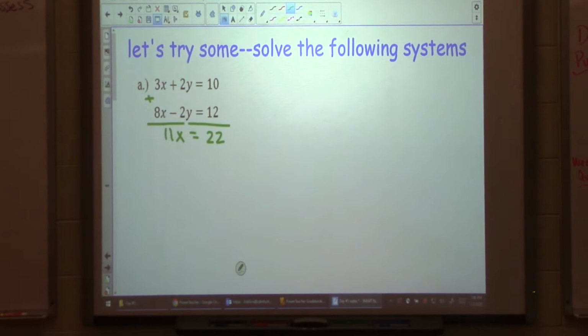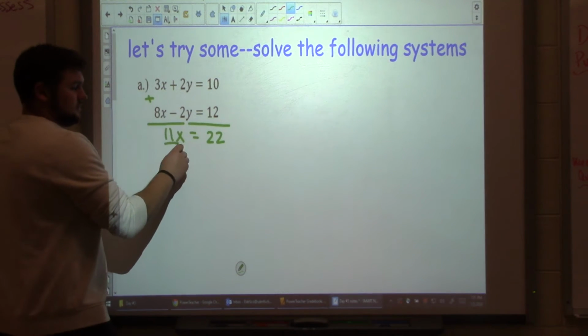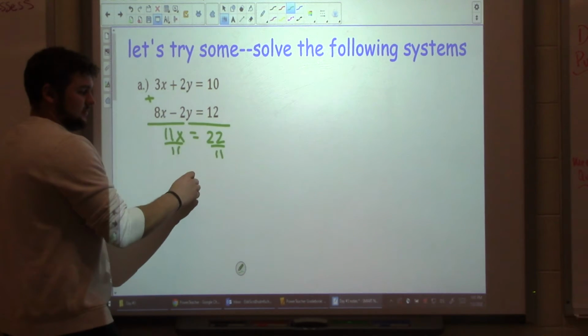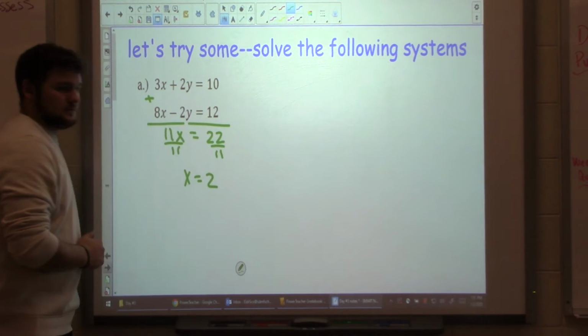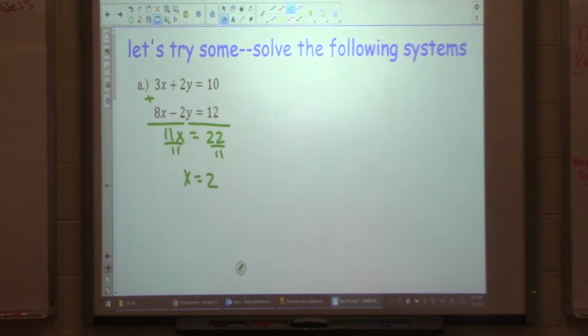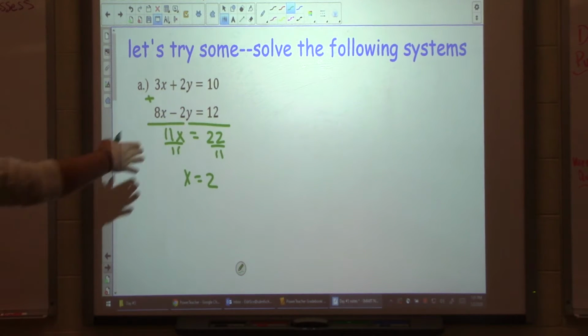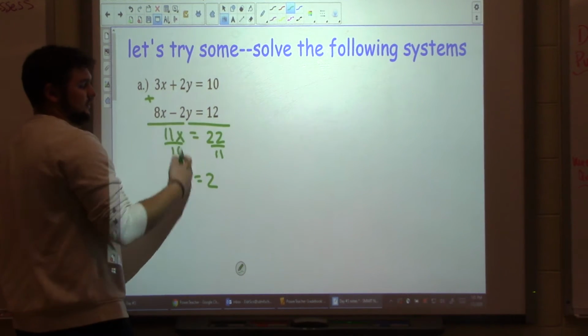So now that I've combined them and I've eliminated a variable, I'm going to solve for the variable that's left. Well, how do I solve 11x equals 22? Divide by 11. I'm going to get x equals 2. So that's the first part. Well, what should I do with x equals 2? Plug it into either of the original equations. I'm just going to use the top one. You could use the bottom if you want, but I'm going to use the top.